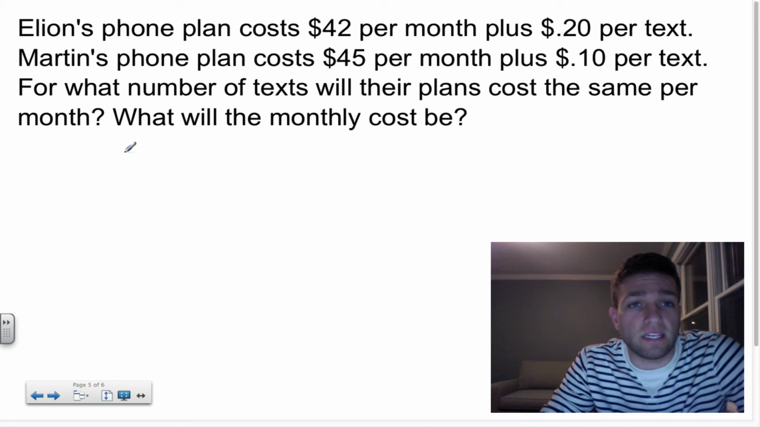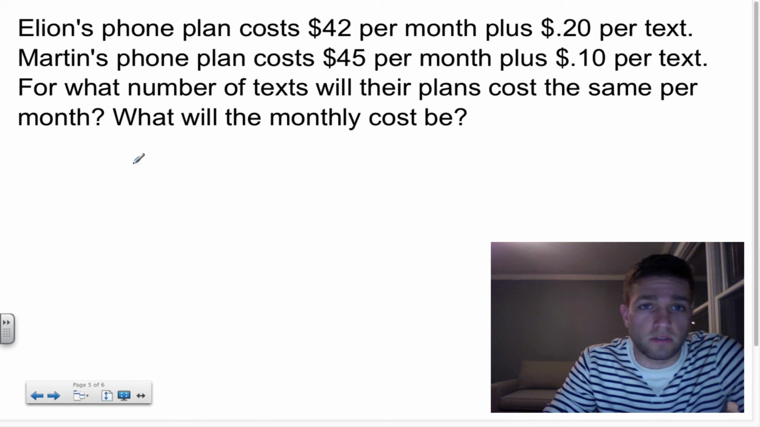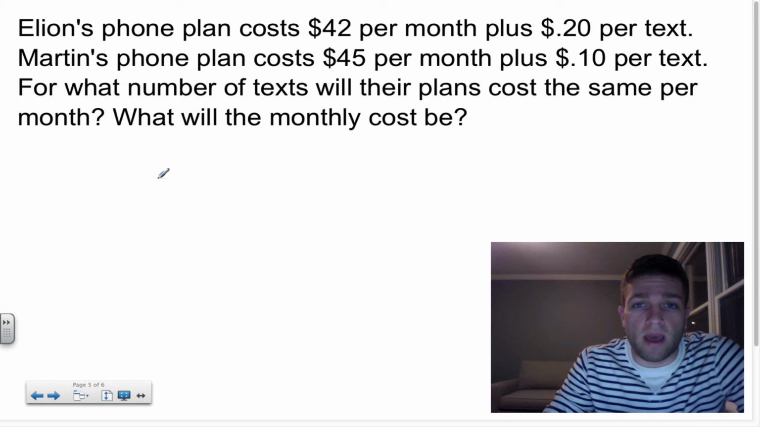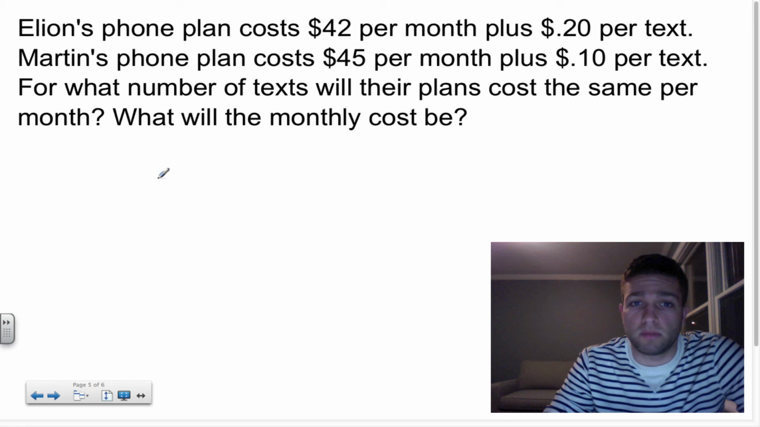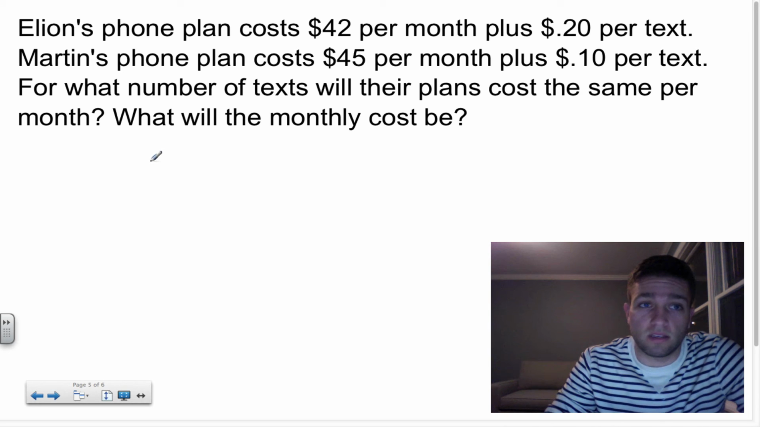So this one is Elian's phone plan. It costs $40 per month plus 20 cents per text. Martin's phone plan costs $45 per month plus 10 cents per text. And I want to know how many texts will it take for their plans to cost the same per month? And then when you figure that out, what will the monthly cost be?